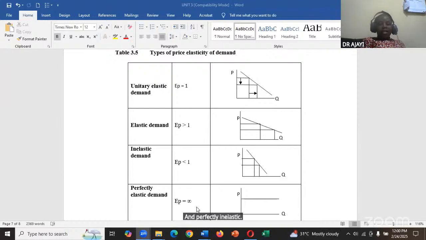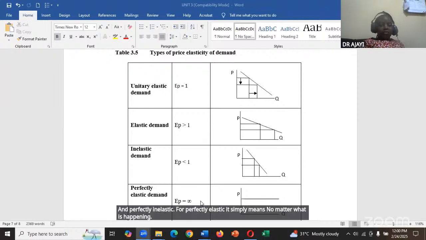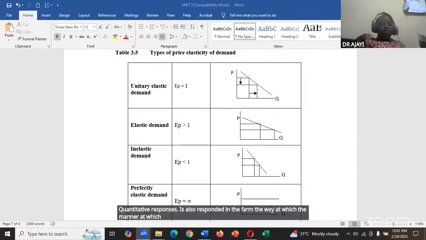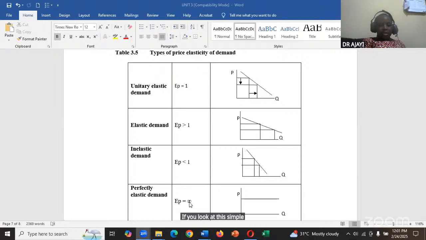Now we have two extreme cases, where we have perfectly elastic and perfectly inelastic. For perfectly elastic, it simply means no matter what is happening, the price could be changing indefinitely. The price could be changing, but what is happening to quantity? The manner in which quantity is responding to price change is even far wider than one can imagine. So for a perfectly elastic case, the coefficient is equal to infinity. If you look at this symbol here, it means infinity.